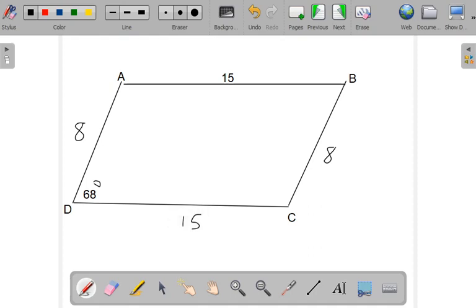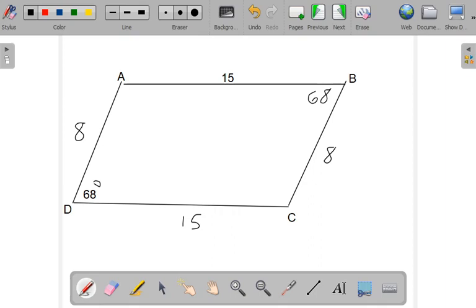Then we also said that opposite angles are congruent. So if we know that angle D is 68 degrees, then we know angle B is 68 degrees. So the only things missing are angle A and angle C. And to find those, we know from our property that consecutive angles are supplementary. So we can say that angle A plus angle D would equal 180 degrees.